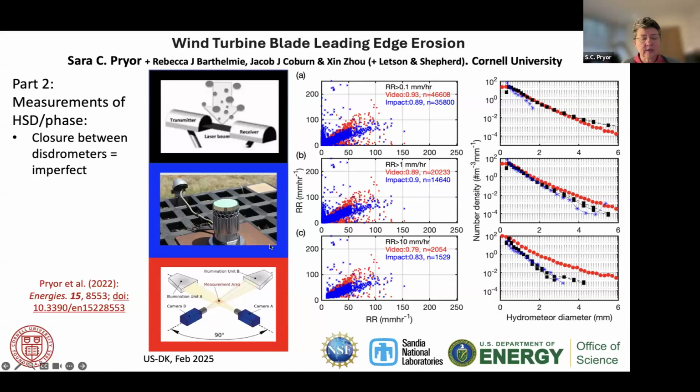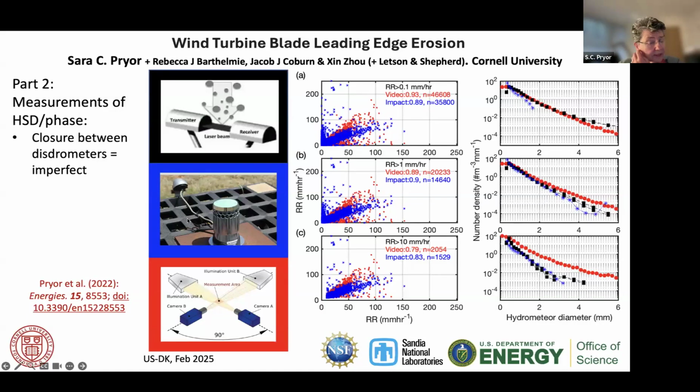Impact disdrometers, essentially as the hydrometeors fall, record the acoustic noise of the impact. The assumption is they're falling at their terminal fall velocity, and therefore you can solve for the diameter. And then, of course, there are the two-dimensional video disdrometers, where, using two cameras, you can track individual droplets, characterizing their axis ratio, their diameter, and other properties.